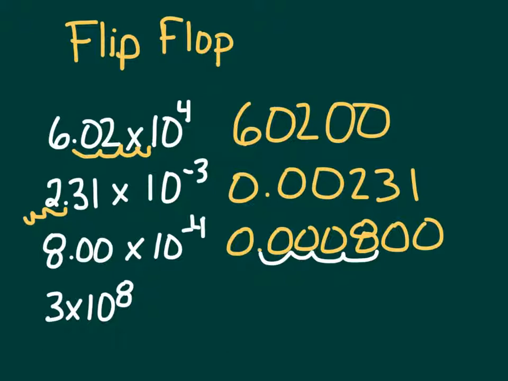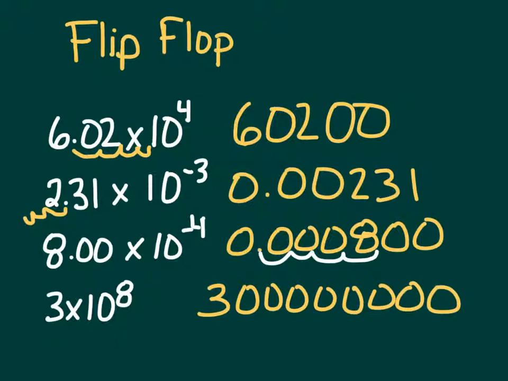And then that last one, 3 times 10 to the 8th. That's positive, so it's going to be bigger than 1. So we have 3, and then 1, 2, 3, 4, 5, 6, 7, 8 in this case, which would be a big number, 300 million.